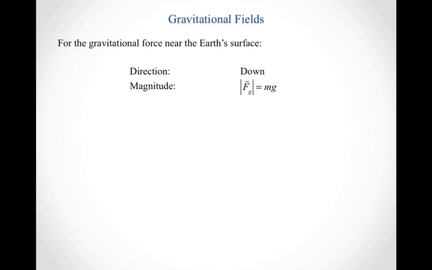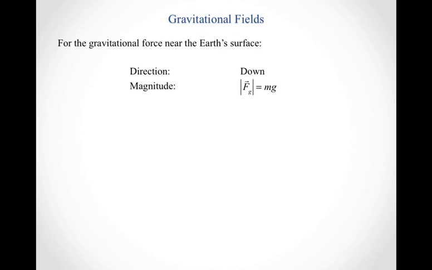Now, the other thing that we've talked about all semester long is that the gravitational force near the Earth's surface is a force that points downward, and you can calculate the magnitude of that force by taking the mass of whatever object that force is exerted on and multiplying it by little g, the gravitational acceleration, 9.8 meters per second squared near the surface of the Earth.